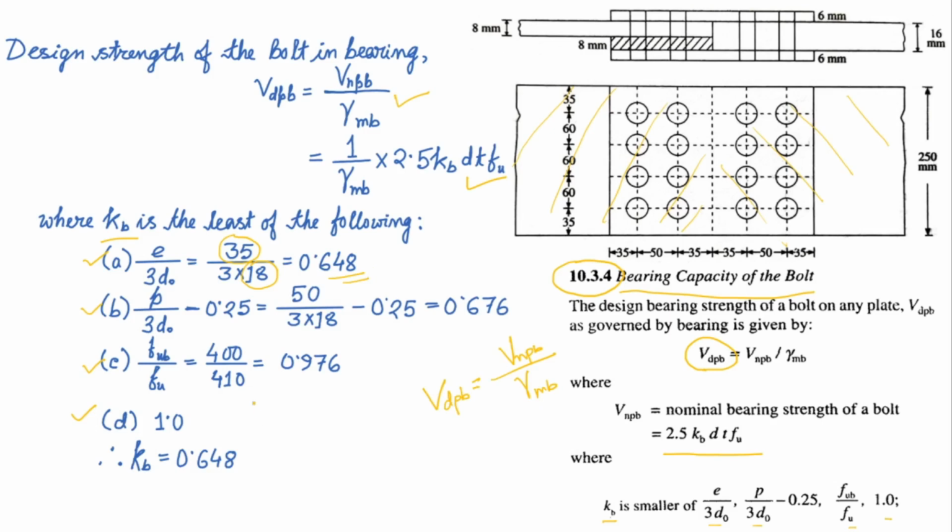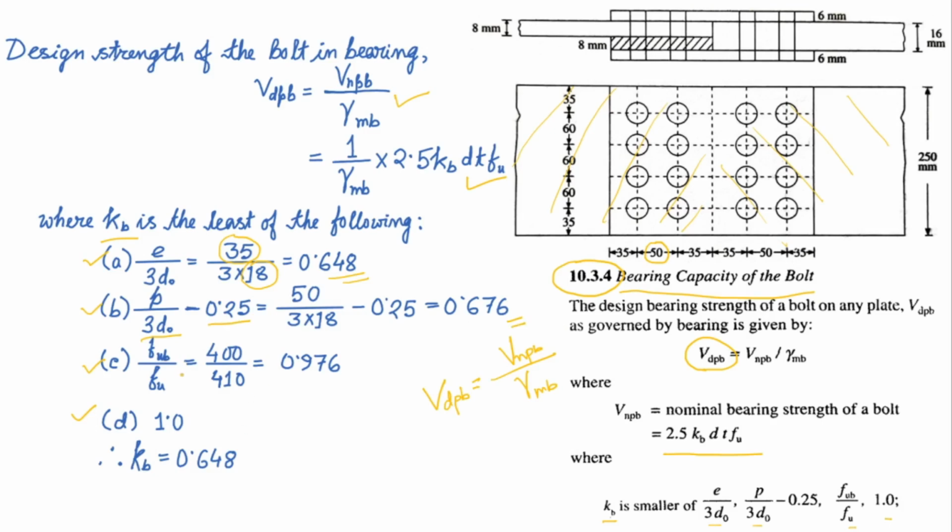Next, P by 3 D naught. P is the pitch, which is 50 mm. See, it is a 50 mm pitch. P divided by 3 D naught minus 0.25. So finally it comes out as 0.676.